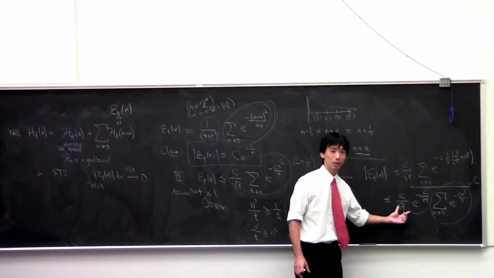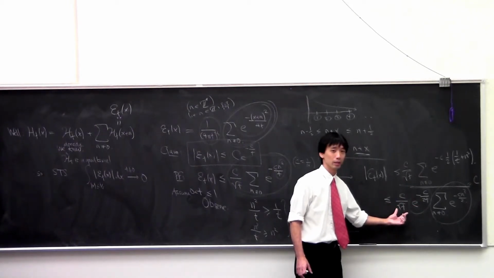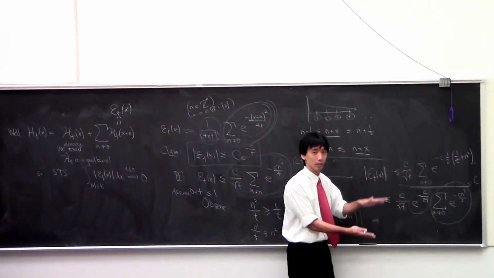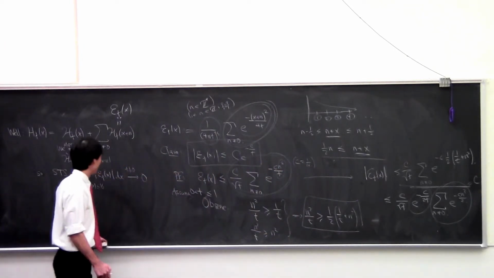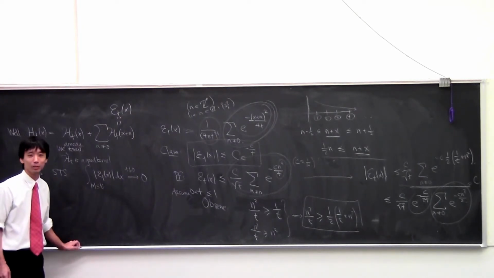Anyway, that's right. This thing is going to decrease much faster than this guy, and so this thing is pointwise bounded by something that goes to zero. The end. Okay, thank you. Okay. Yeah, so we actually don't have that last bound, but we have the second last bound.